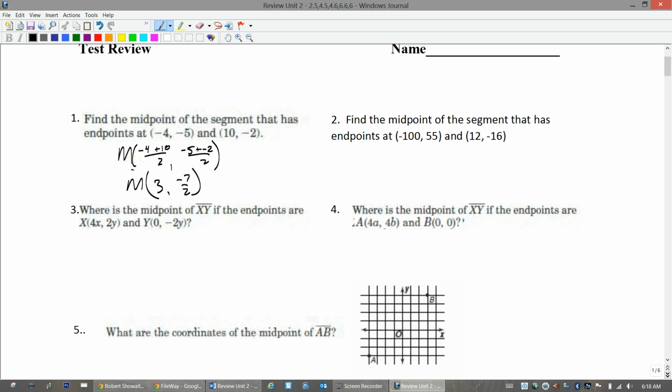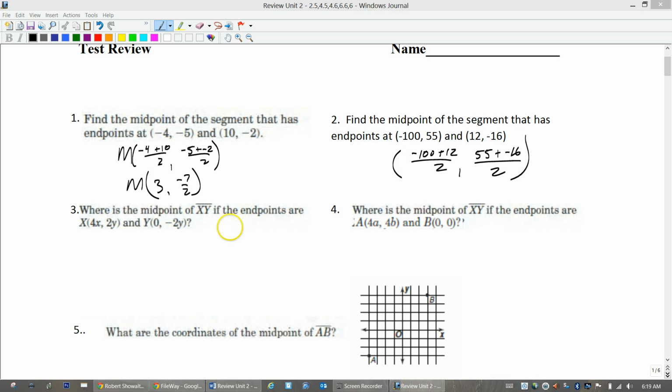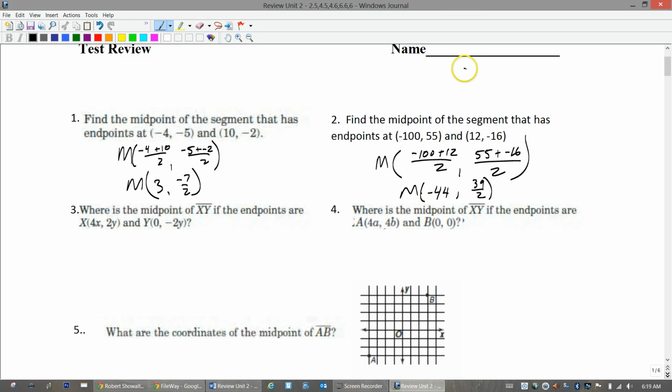Okay, find the midpoint of the segment on number two. Sure. Average of the x's, and then the average of the y-coordinates. Negative 100 plus 12 is negative 88, divided by 2 is negative 44. And 55 plus negative 16 is 39, divided by 2 reduces to 39 over 2. And there's the midpoint.